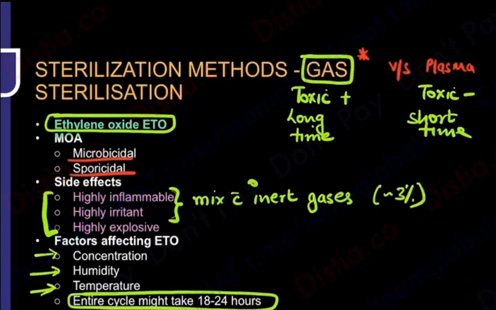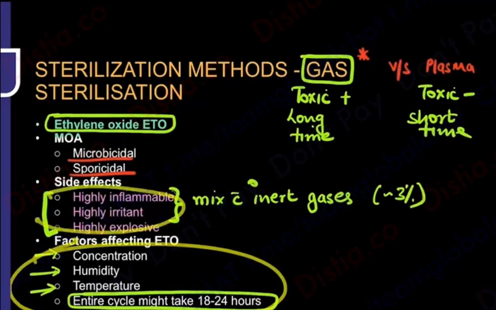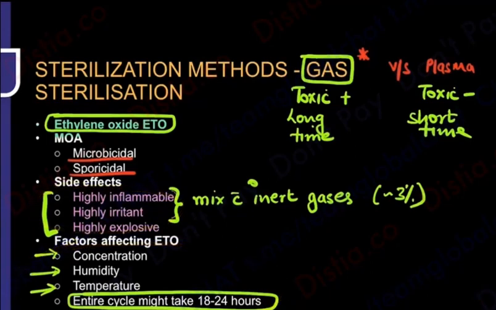Matlab gas sterilization is a headache that I'm having. I have to take care of all these factors. It is going to take a lot of time. Along with that, it has so many toxicity products. So it's a big headache. Plasma sterilization that way is shorter with no toxic products.